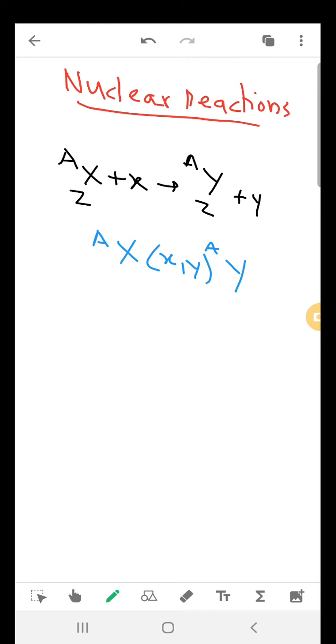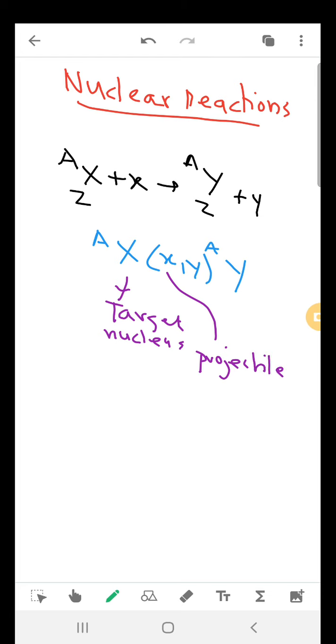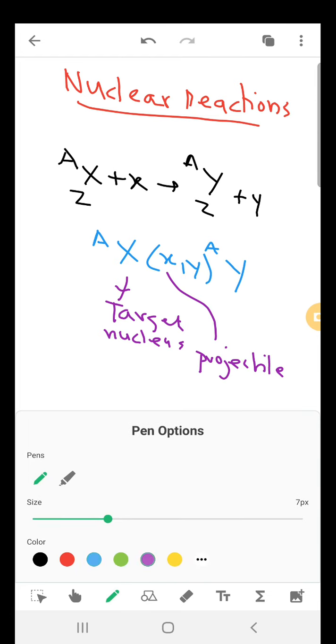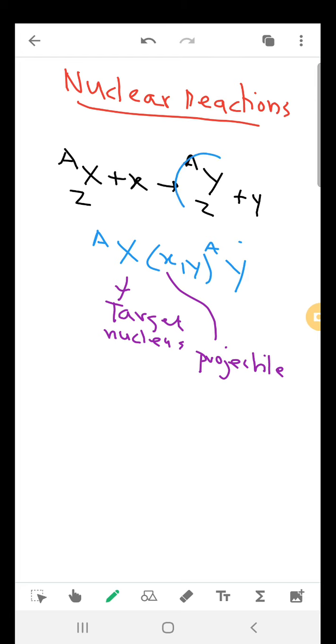Now X is the target nucleus, which is bombarded by small x, a projectile, resulting in a compound nucleus. This is a compound nucleus, and it breaks up into products: the Y nucleus and a particle y. The compound nucleus is actually not the final product but an intermediate, and it breaks up into two: the original nucleus that we were supposed to get, and a byproduct.